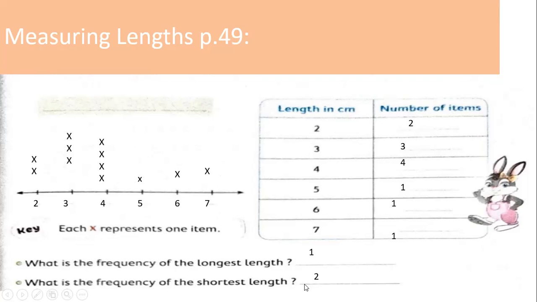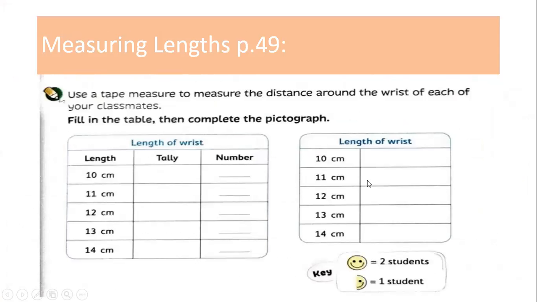What is the frequency of the shortest length? What is the shortest length? It is 2 centimeters. So how many items? 2. Okay, let's complete. Use a tape measure to measure the distance around the wrist of each of your classmates. Fill in the table, then complete the pictograph.